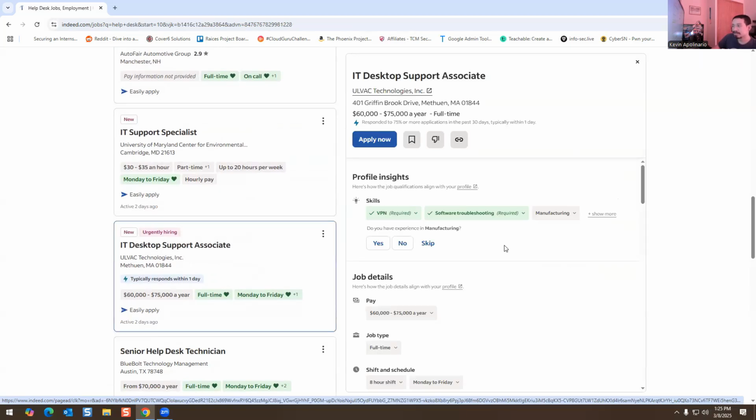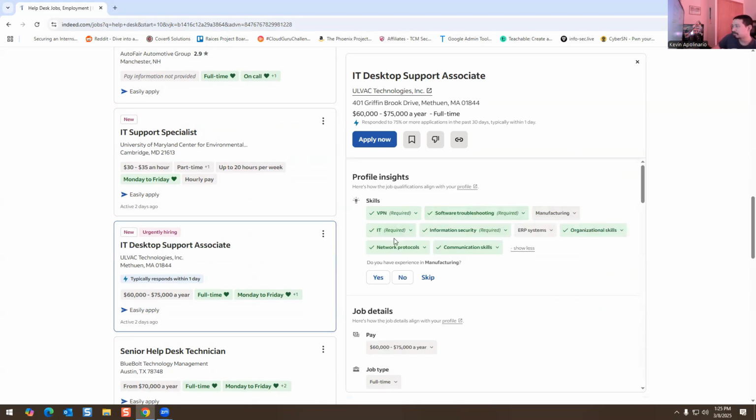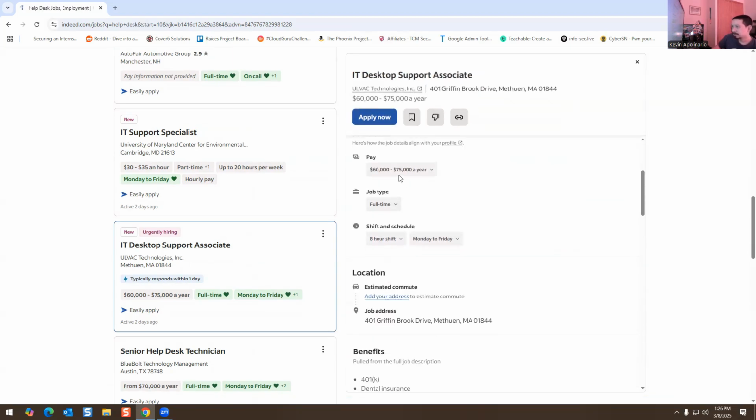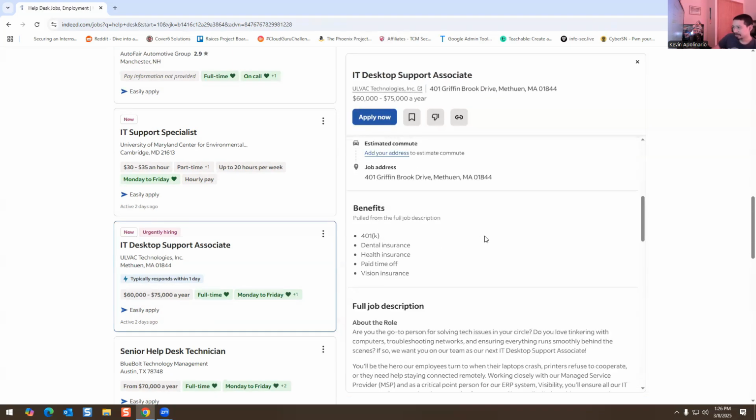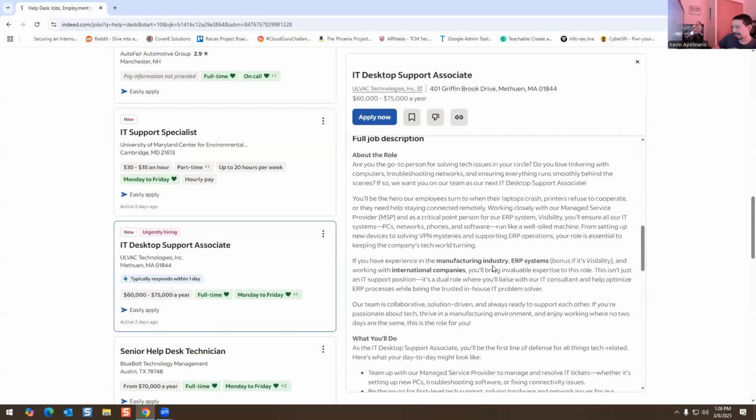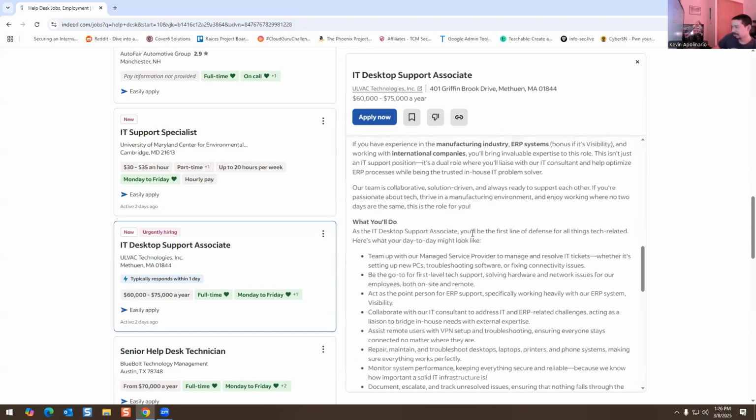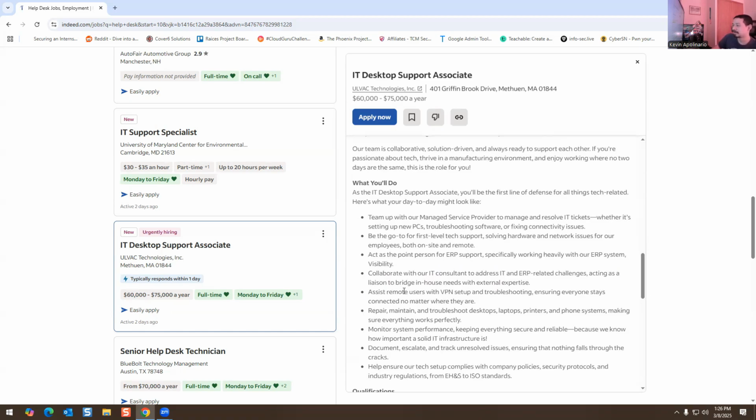And this is brand new. This is urgently hiring. It's asking for VPN experience, software troubleshooting, IT security, ERP systems. This is 60 to 75,000. It's a managed service provider, another MSP, and is asking for experience with resolving tickets and ERP systems experience. You can learn that on the job after they hire you, so it's totally fine.